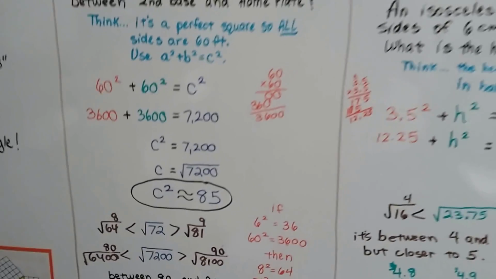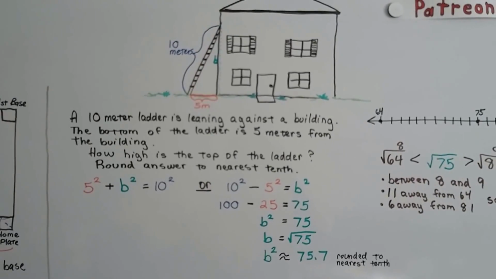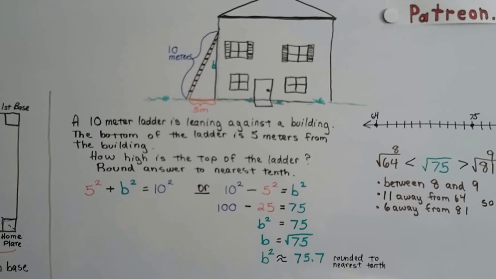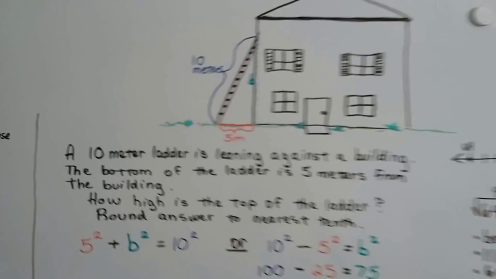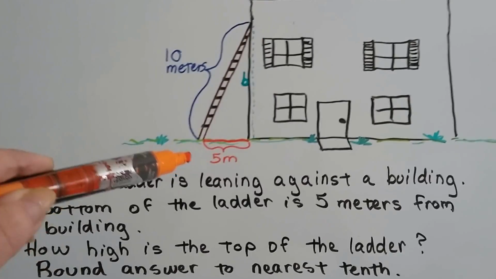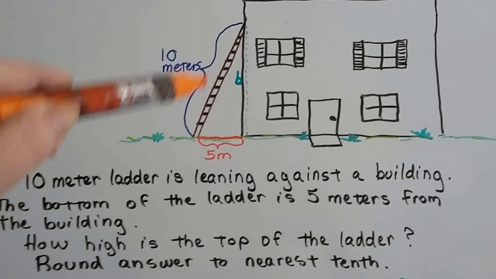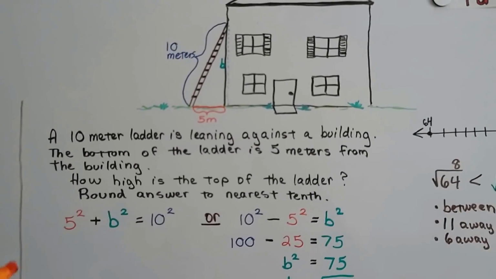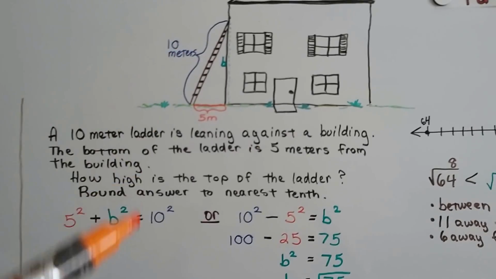All right. So now we have a 10-meter ladder leaning against a building, and the bottom of the ladder is 5 meters from the building. So how high is the top of the ladder? I mean, it wants us to round to the nearest tenth. So here's our building, and we don't know how high this is right here, b. We know this is 5 meters away from the building to the bottom of the ladder, and the ladder is 10 meters tall. So we use the Pythagorean theorem and we plug in what we know. So that's 5 squared plus b squared equals 10 squared.